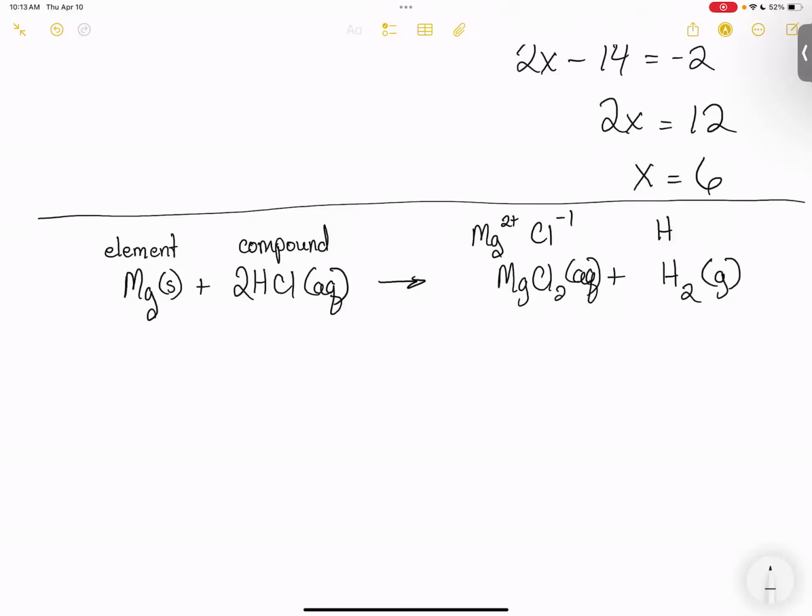I'm going to let you work through the complete ionic and net ionic on your own, but I do want to do this with respect to the oxidation rules. Rule number 1 says elements in their standard state are 0. Do I have any elements in their standard state? Magnesium, so it's going to have an oxidation number of 0.